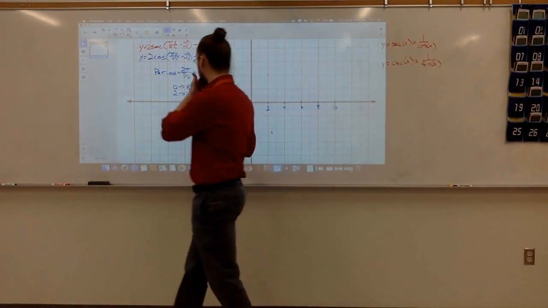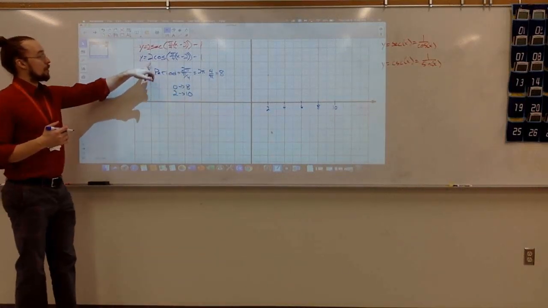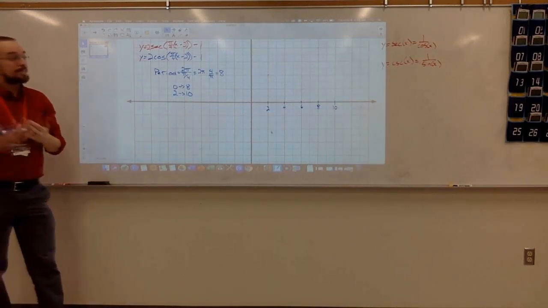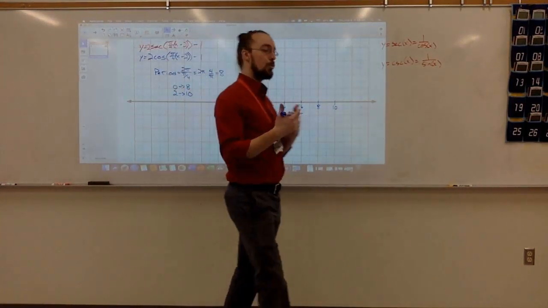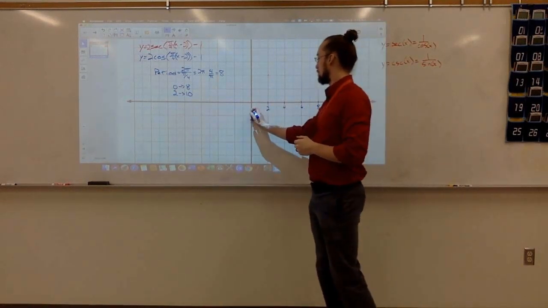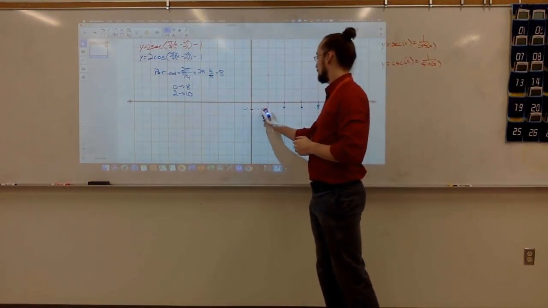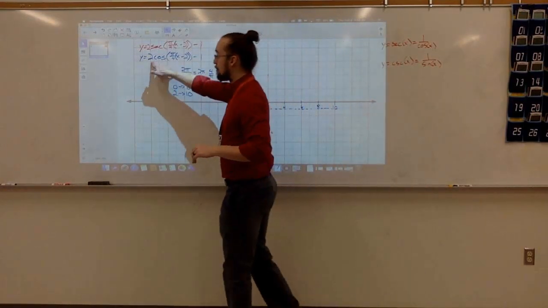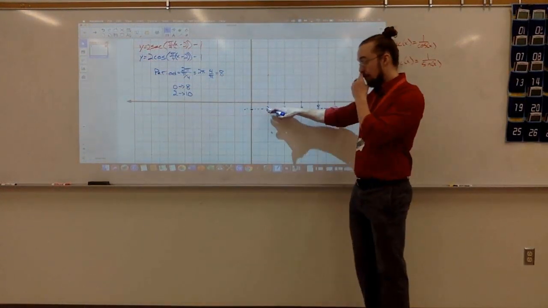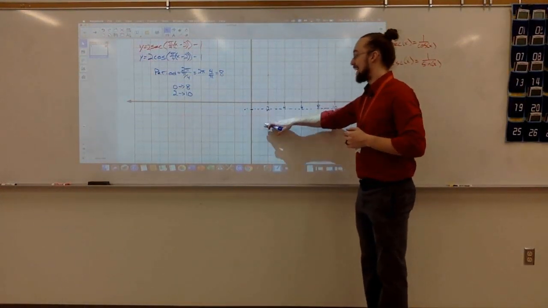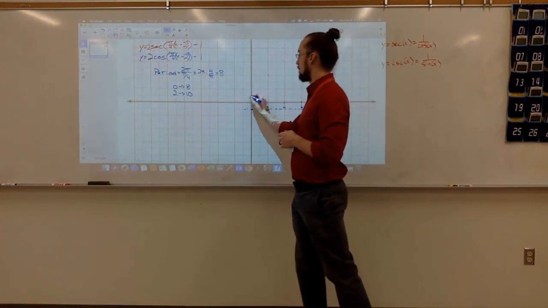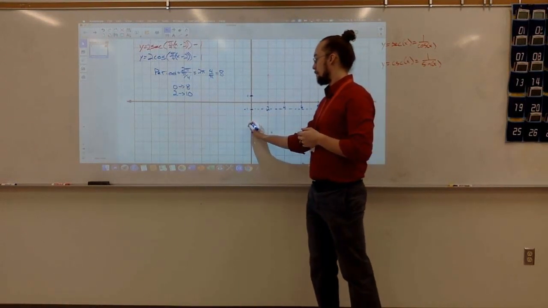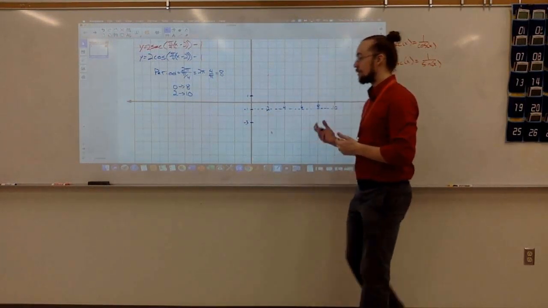So now I want to look at my amplitude and my midline shift. I'm moving down 1, so my midline is going to be at -1. And my amplitude is 2. So from the midline, I'm going to be going up 2 and down 2 to get to my mins and maxes. That means my max will be at 1, and my min will be at -3.